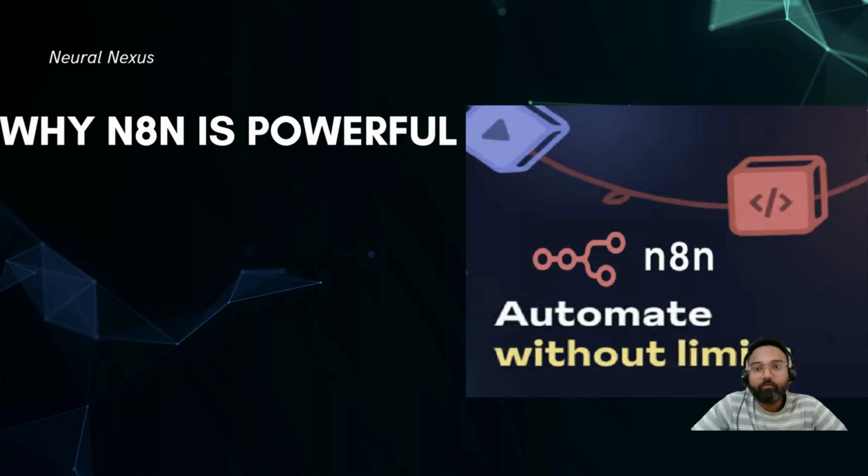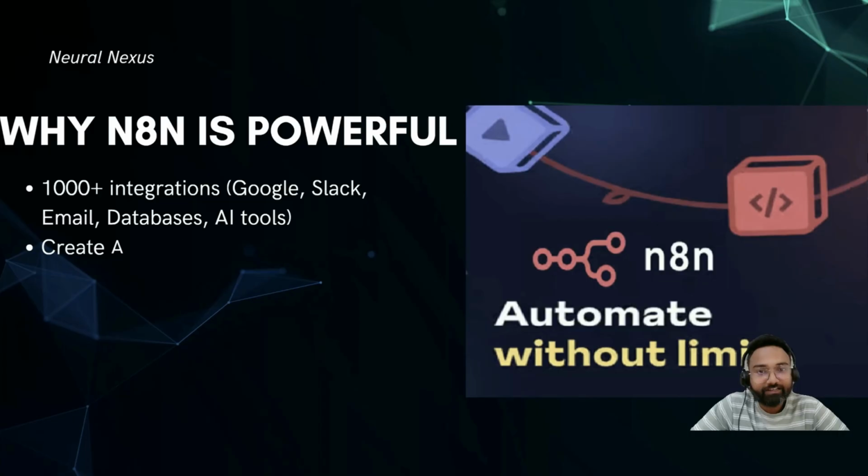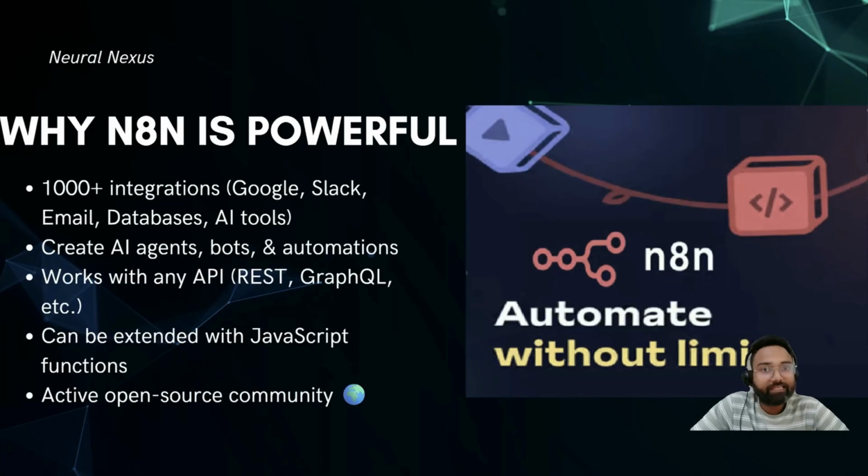Here is why I really like n8n. It has over 1000 integrations like Google, Slack, email, databases, AI tools, and more. You can create AI agents, bots, and automations with just a few clicks. It works with any API like REST, GraphQL, and you name it, it's all there. You can extend it with your own JavaScript functionality. And the best of it, it has a huge active open source community.